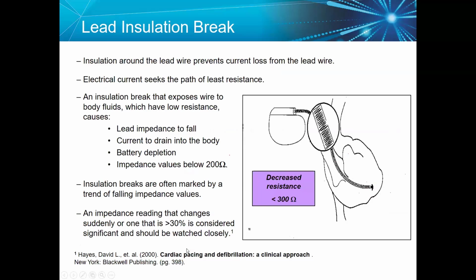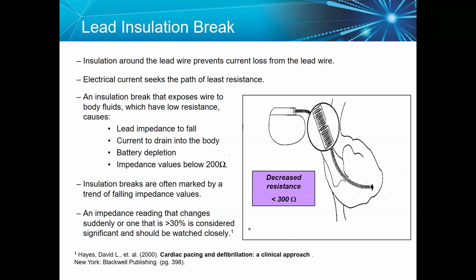Okay, lead insulation break first. Insulation around the lead wire prevents current loss from the lead wire. Electrical current seeks the path of least resistance. Insulation breaks expose the wire to body fluid, which has low resistance, causing lead impedance to fall, less than 200 ohms. Current drains into the body and does not reach the myocardium, the endocardium, causing battery depletion. Insulation breaks are often marked by a trend of falling impedance values.